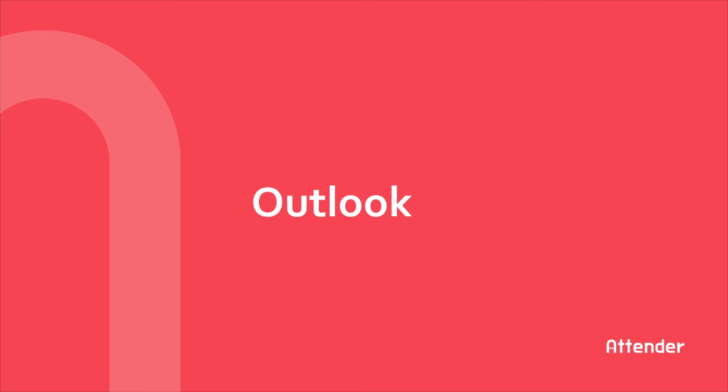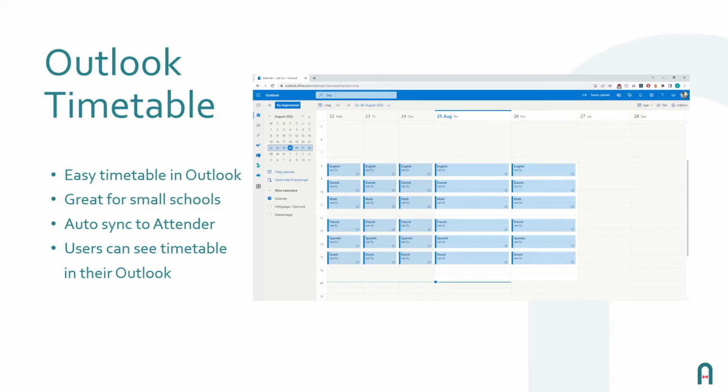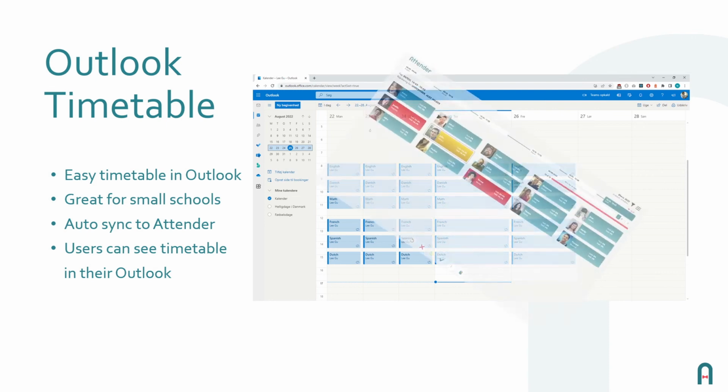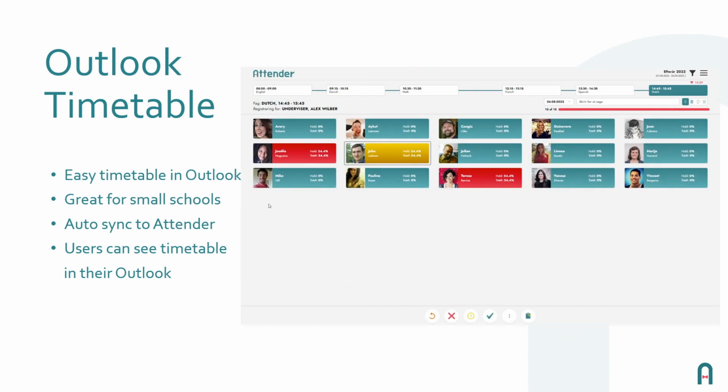Attender normally takes data from a school's timetable system, but if you do not have any, then you can generate a timetable in Outlook. Many smaller schools do not have a timetabling system, so we made it easy to make one in Outlook. We will help you set it up, and it only takes a few hours. Once we have made a timetable, it will then be synced to Attender, and you're ready to mark attendance.